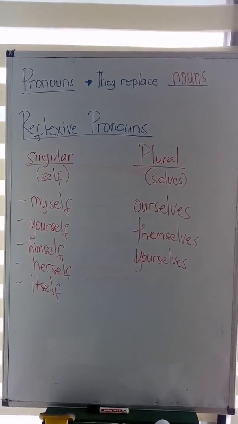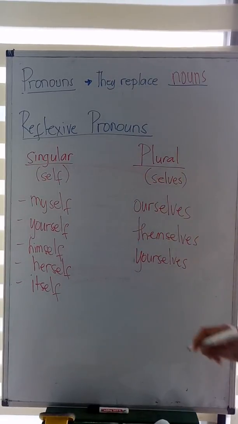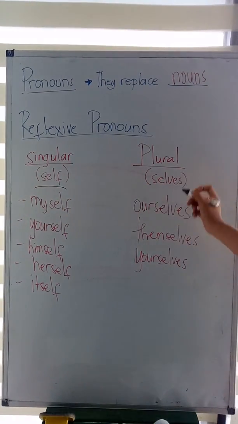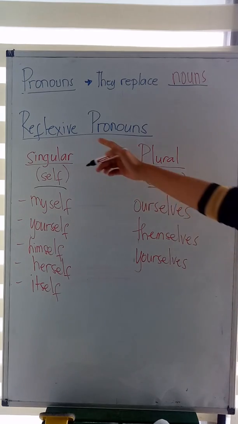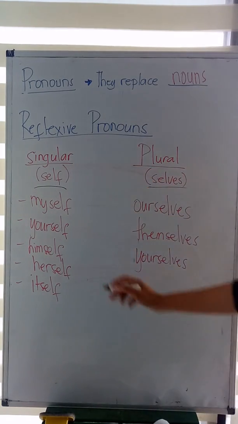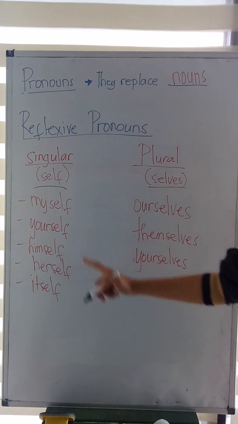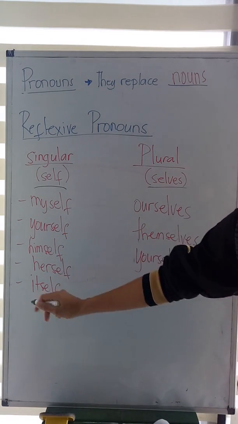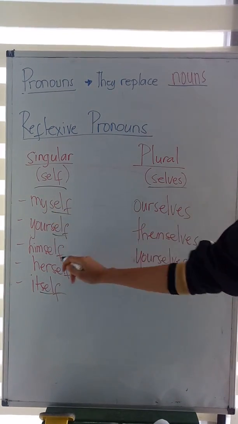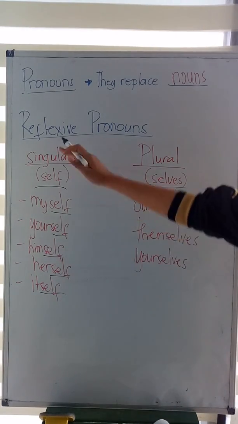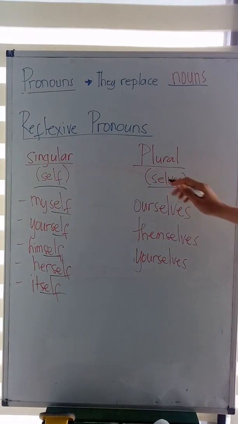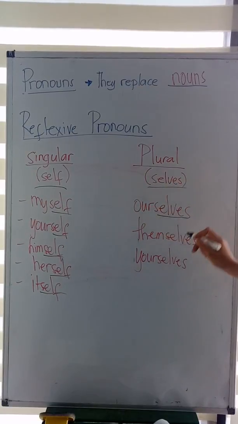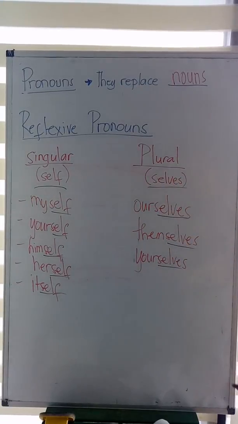Next, what you can see on the board is our reflexive pronouns, and I have separated them into singular and plural. Remember, singular just ends with self. For plural, it ends with selves. Examples of singular reflexive pronouns are myself, yourself, himself, herself, itself. Notice the ending, they all end with self, so you'll know that it's singular. And for plural, it ends with selves. Examples are ourselves, themselves, and yourselves.